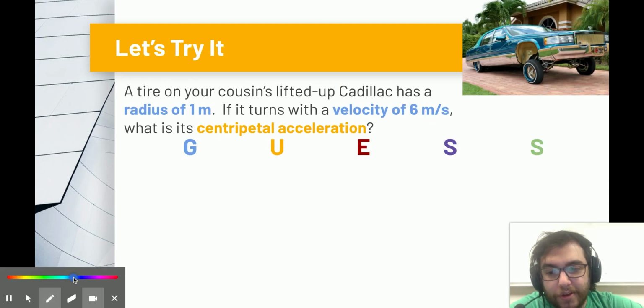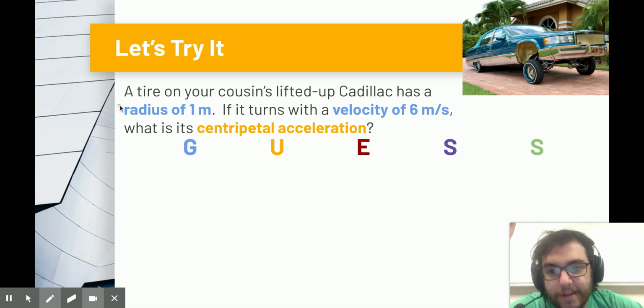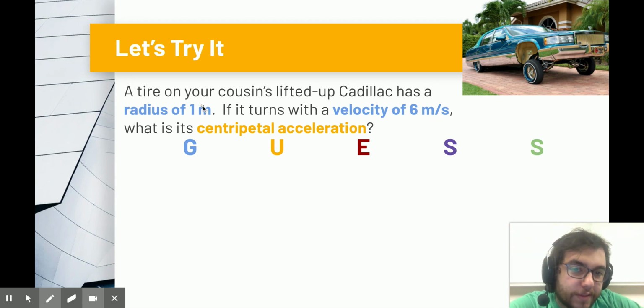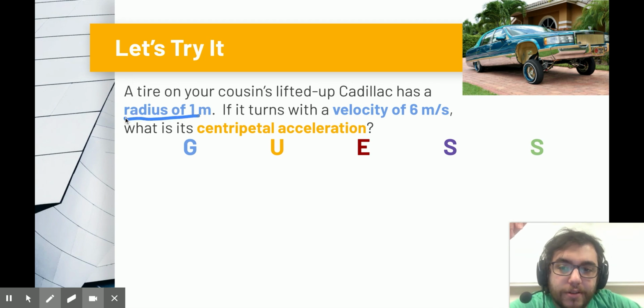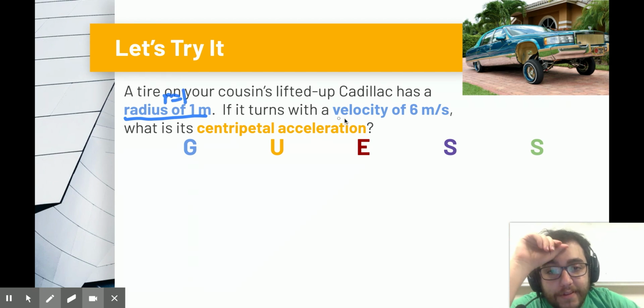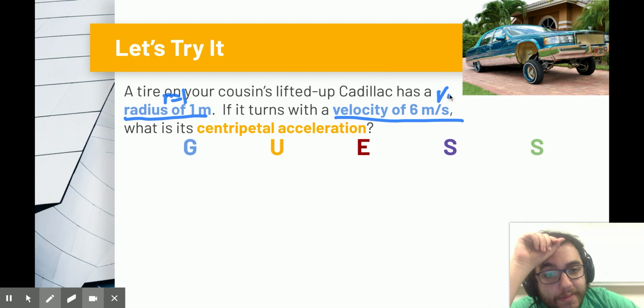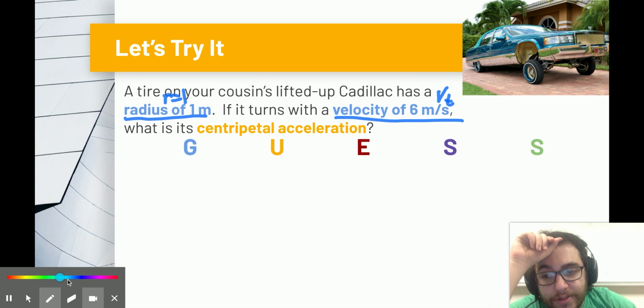Okay, so let's do an actual practice problem with this. We'll still use the guess method because good old guess method never lets us down. A tire on your cousin's lifted up Cadillac has a radius of 1 meter, so r is equal to 1. If it turns with a velocity of 6 meters per second, so since this is a wheel and it's spinning, we know this means the vt, the tangential velocity. What is its centripetal acceleration? So instead of just writing a, we write ac, just to note that little c tells us it is a centripetal acceleration. So that is our unknown.